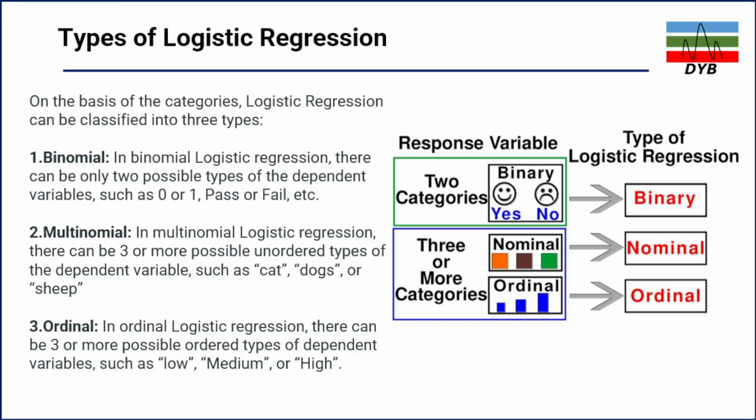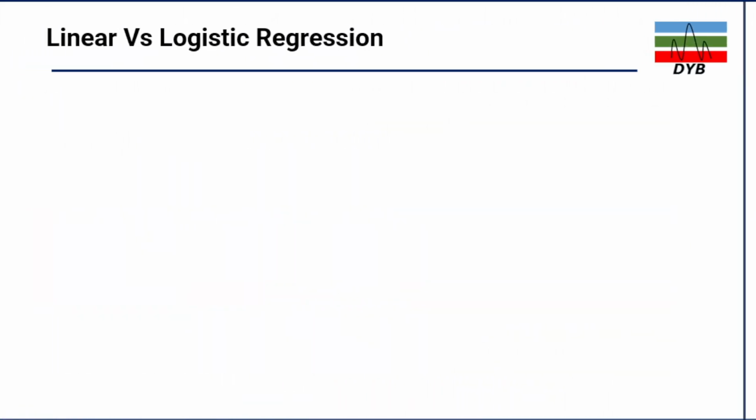The third type of regression is ordinal. Ordinal regression can have three or more possible ordered types of dependent variables, such as low, medium, or high. In this we have categories, but with different sizes, let's say low, medium, and high. In low we can also have subcategories, let's say extra small or small, like that. So those are the different types of logistic regression we have.